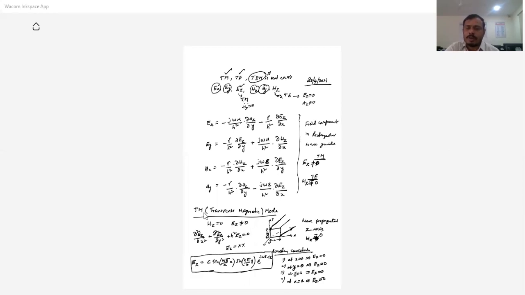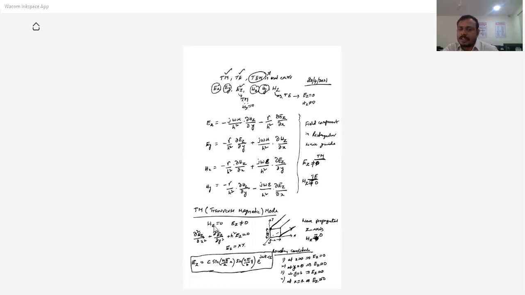Now coming to the TM mode, transverse magnetic mode. Here the wave is traveling in the z direction, so there is no magnetic field component in the direction of wave propagation. So Hz is equal to 0 in the direction of wave propagation. So here Hz is 0, and we have only Ez.